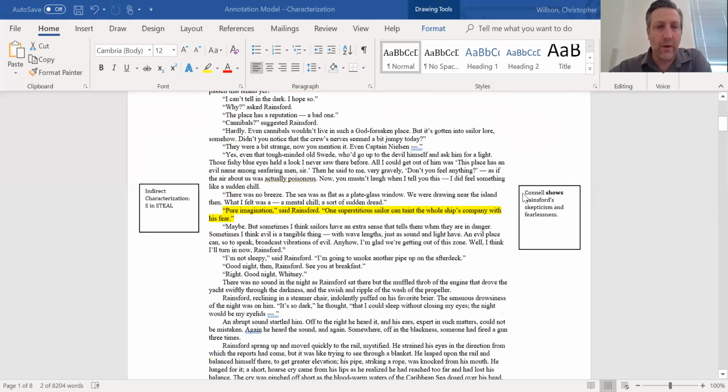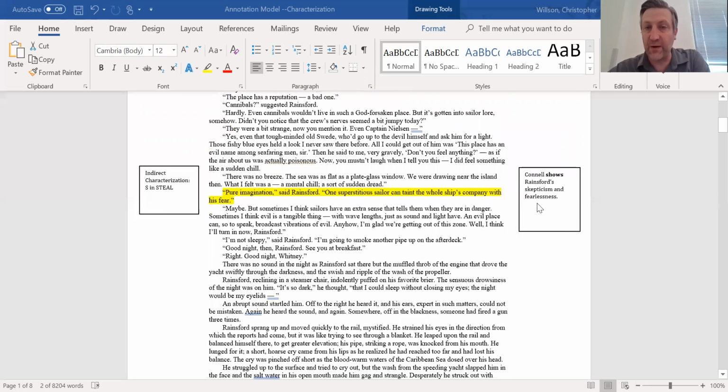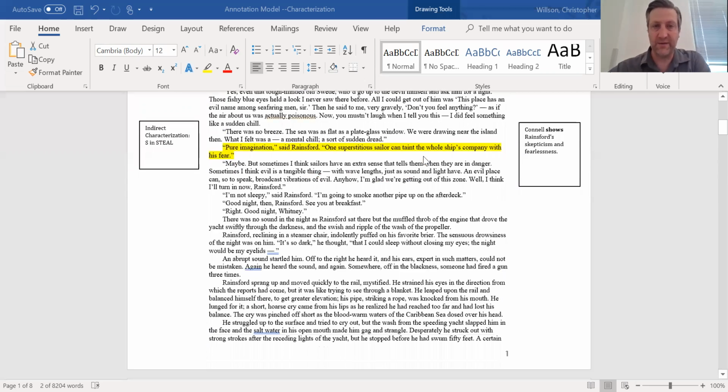All right, further on, again, this is pure speech. "Pure imagination," said Rainsford, "one superstitious tailor can taint the whole ship's company with his fear." So again, the author is showing us Rainsford is a skeptic. He doesn't really believe in superstition. And he's fairly fearless. He's not worried about this island that's in the dark, that we're not supposed to go near.